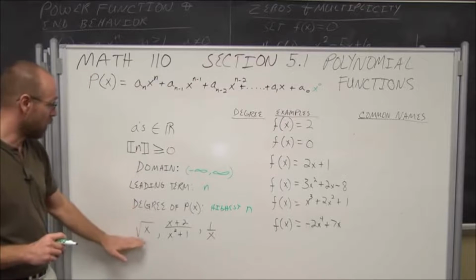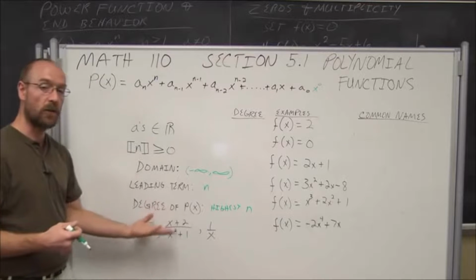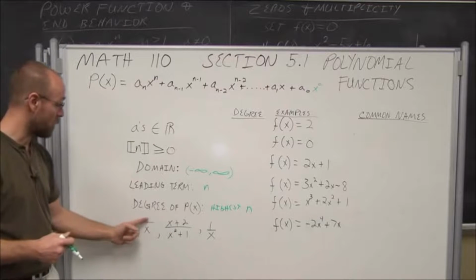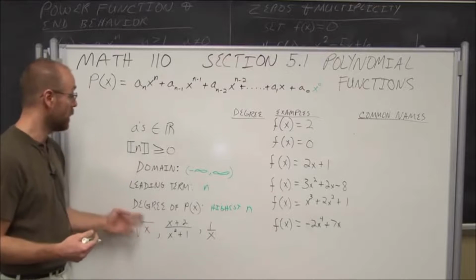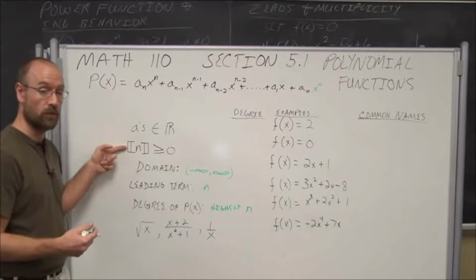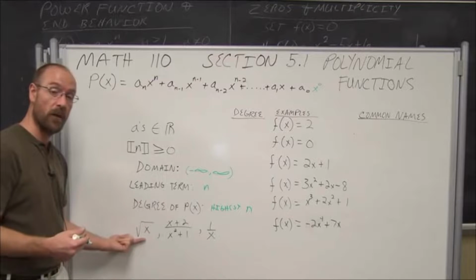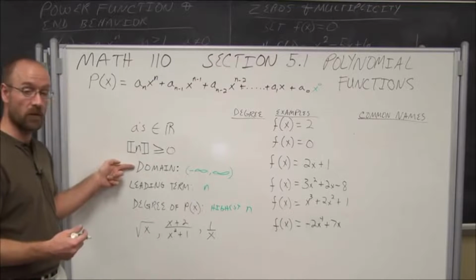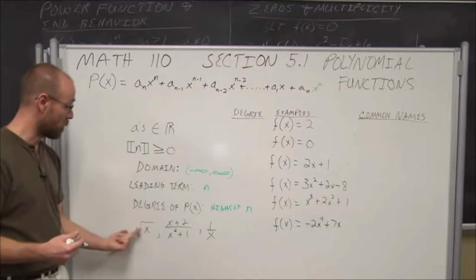Now, I want you to note just for a moment here that these are not polynomials. And the reason why, well, there's a couple of reasons. First of all, this would be x to the 1/2 power. So it's not an integer. So that would exclude it. Well, it also has a domain restriction. Notice our domains of our polynomials are always all real numbers. So this has a domain restriction.